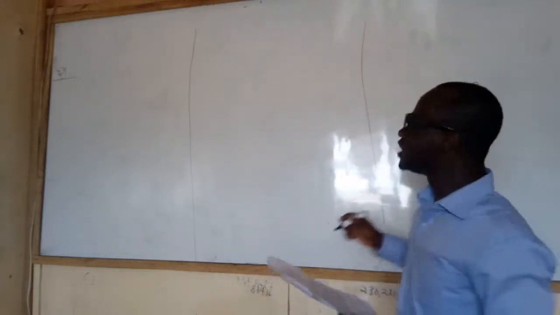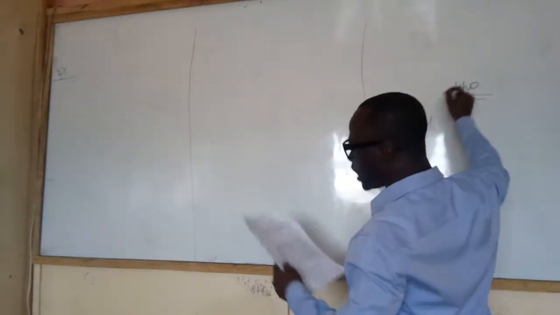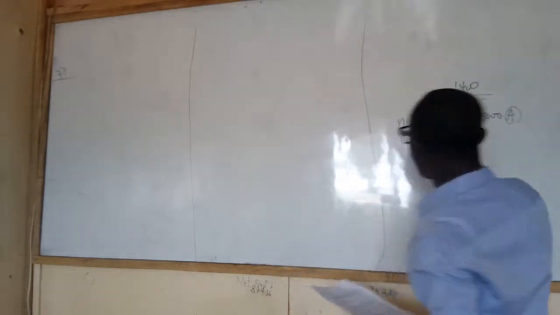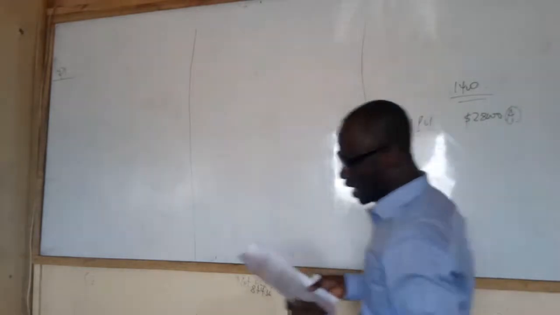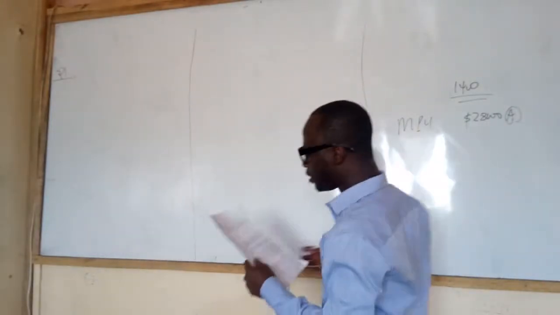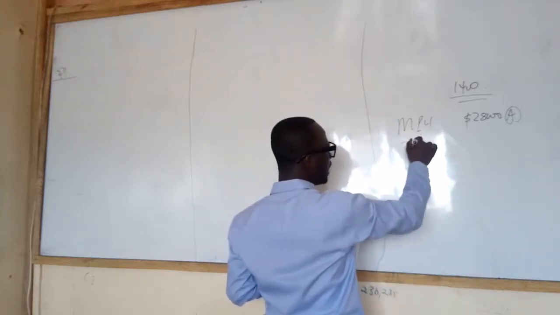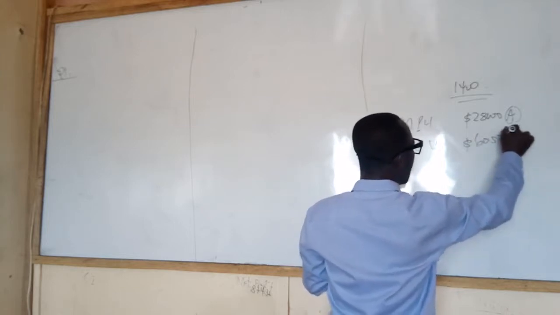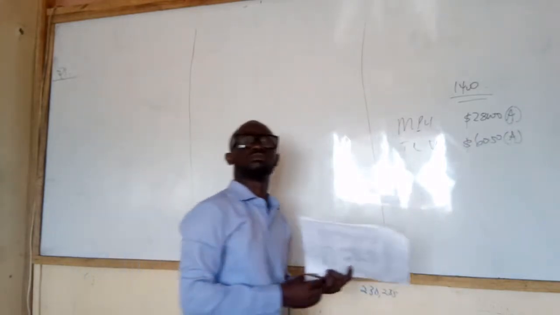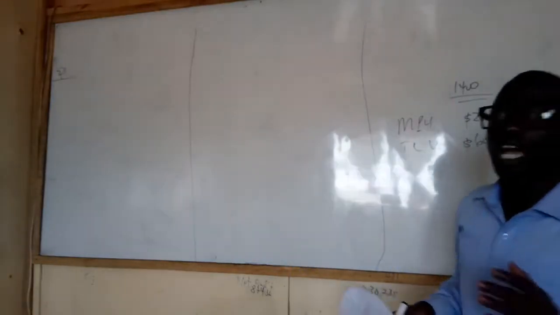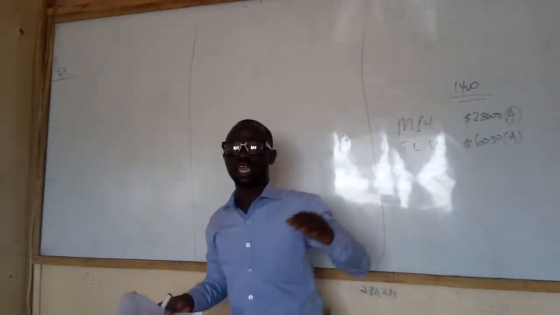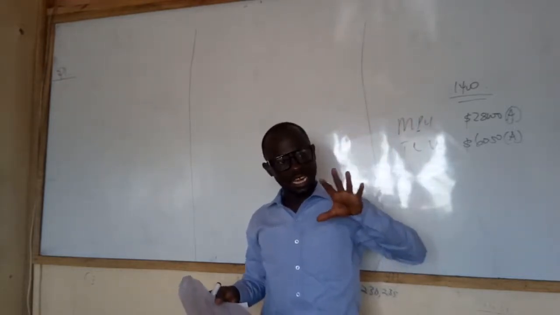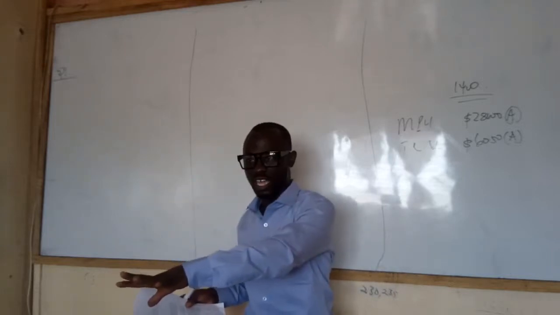Then material price variance. The material price variance has been calculated, and that is 28,000 adverse. Now the focus is material price variance. Next, total labor variance, which is 6,050 adverse. Total labor variance means the summation of the direct labor rate variance and the direct labor efficiency variance. Are you getting the idea?